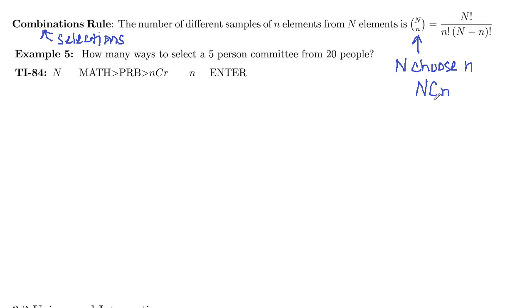That's combination notation, so selections or samples are the same as combinations, and the calculator has a built-in function to do this, so you don't have to worry about the factorials. So for example, let's say we want to know how many ways we can select a 5-person committee or sample from 20 people. So our cap N is equal to 20, and our little n is equal to 5. And on the TI-84, the key punches are you put in your cap N, you go to the math menu, probability, NCR function, put in your little n, hit enter.